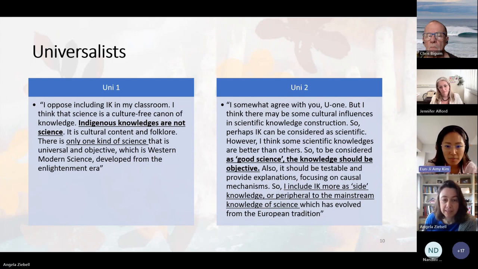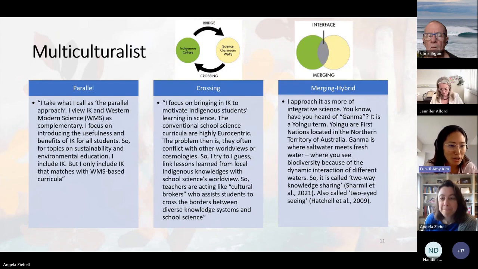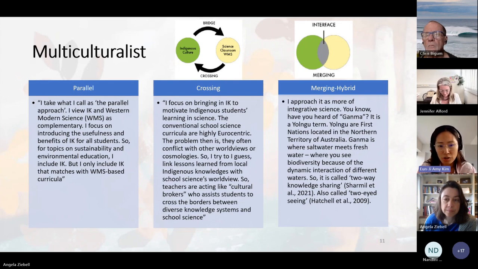Moving towards the multiculturalist, there are largely three different positions. First is parallel approaches. They see Western modern science and indigenous knowledge as complementary, but their starting point is the Western modern-based science curriculum. Second approach is border crossing. Their approach is mainly for indigenous students to learn better in science classrooms, school science classrooms. So the border crossing idea is embedded in here.